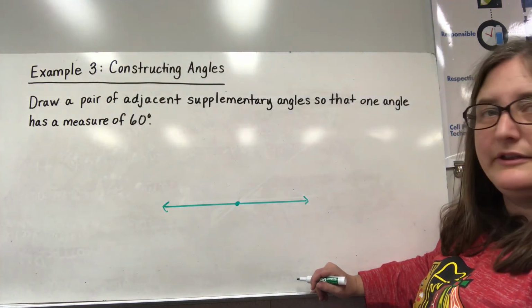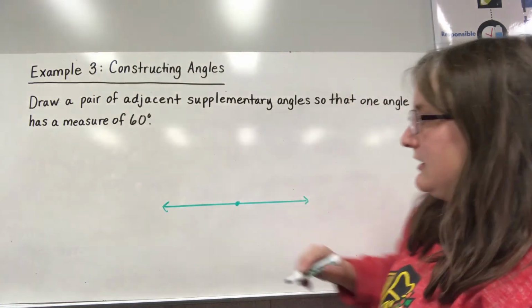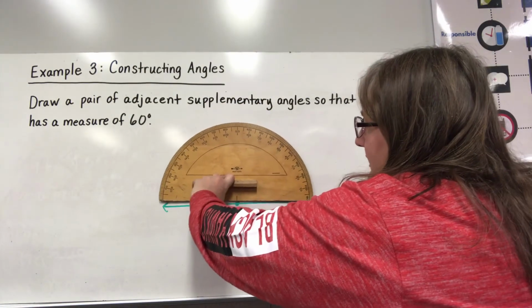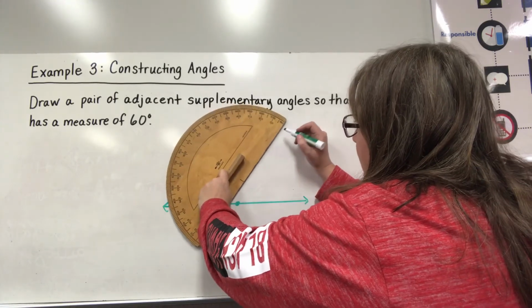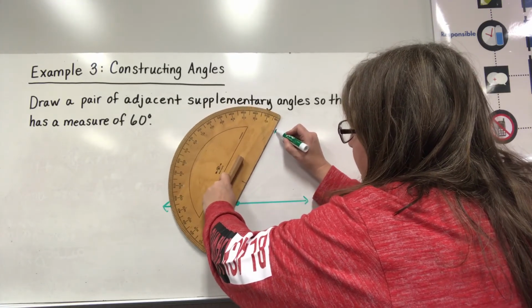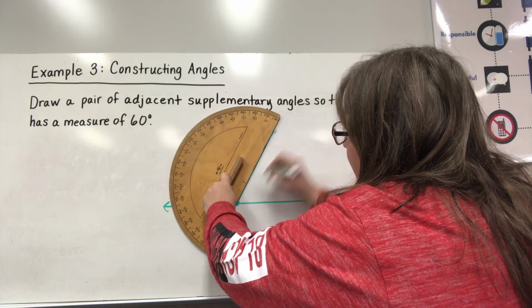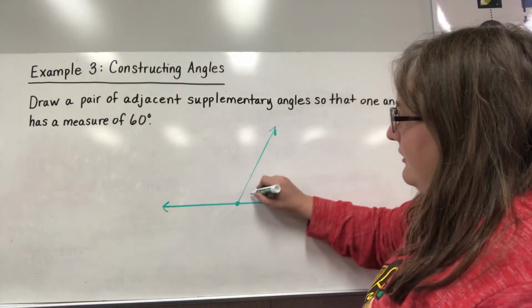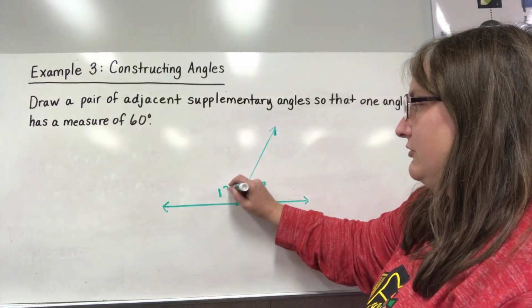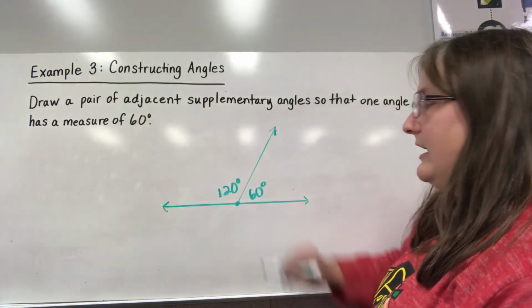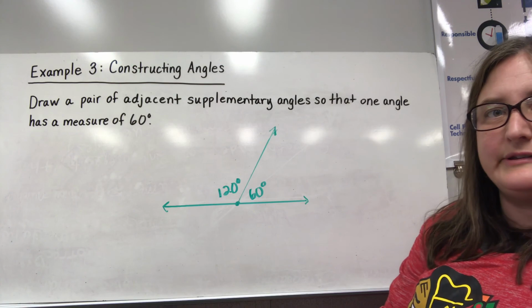I need to just draw in the side that they're going to share. Well, I know I want one angle to be 60 degrees, so using that vertex, I'm going to measure out 60, and I'm going to complete my 60-degree angle by connecting that line to my vertex. So here I have an angle that's 60 degrees. This angle will be 120 degrees, and now I have two adjacent supplementary angles where one angle is 60 degrees.